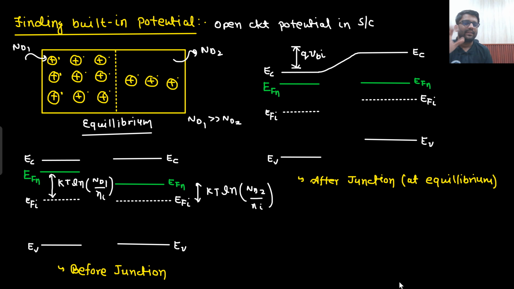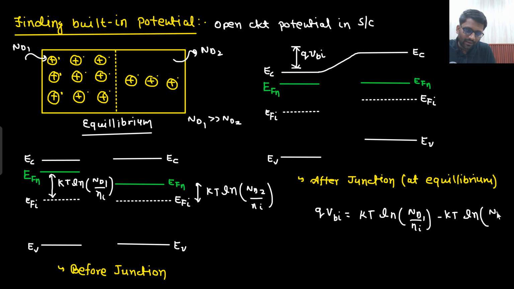Now those who are smart enough, or those who are putting good amount of concentration, just let me know, can I write down QVBI equals KT ln ND1 by Ni minus KT ln ND2 by Ni? How did I write it down?